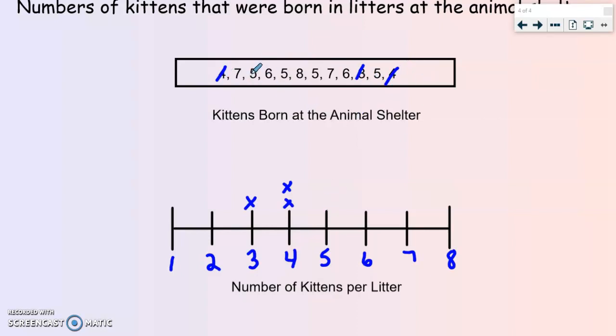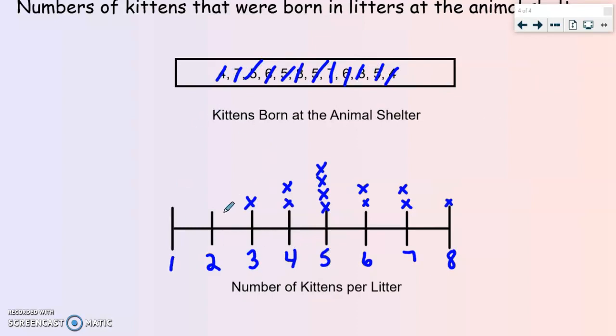5. I had quite a bit. I had 1, 2, 3, 4 5s. 4 5s. Cross all those out. All right. And now 6s. There's 2. All right. 2 7s. 1, 2. And finally, just 1 8. All right. So all my data's been plotted.